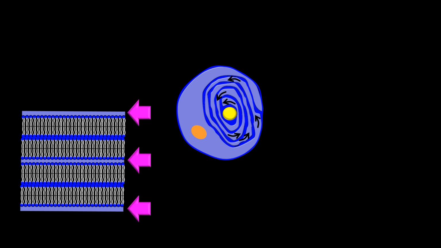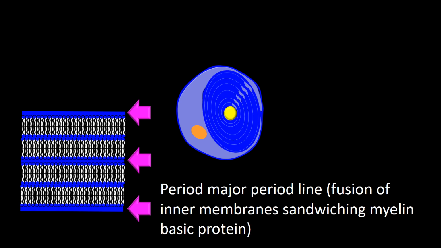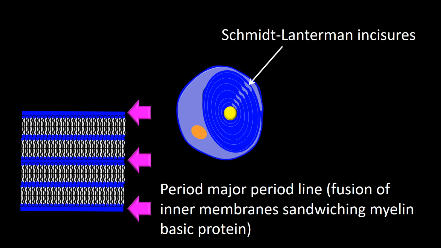Here, I am indicating the inner surface of the membranes, with their surface in contact with the cytoplasm abutting each other. These surfaces also fuse, forming thicker lines called the major period lines. These lines are thicker because myelin basic protein is found between them. In addition, the cytoplasmic island entrapped between the inner membranes at certain locations forms the Schmidt-Lanterman incisures.